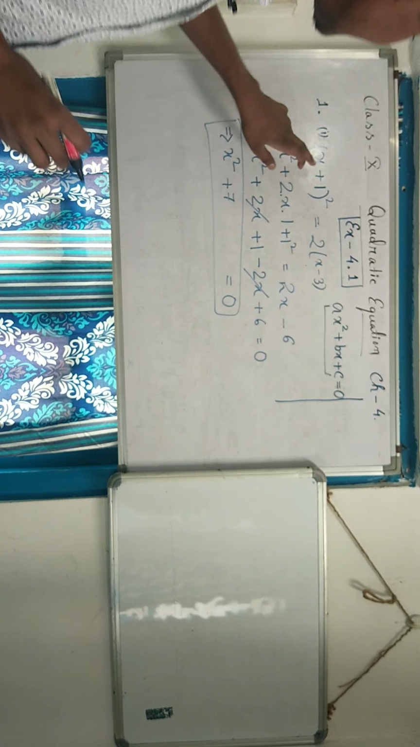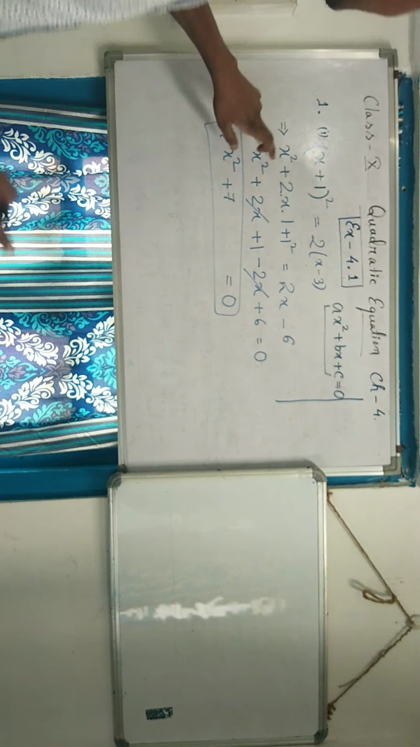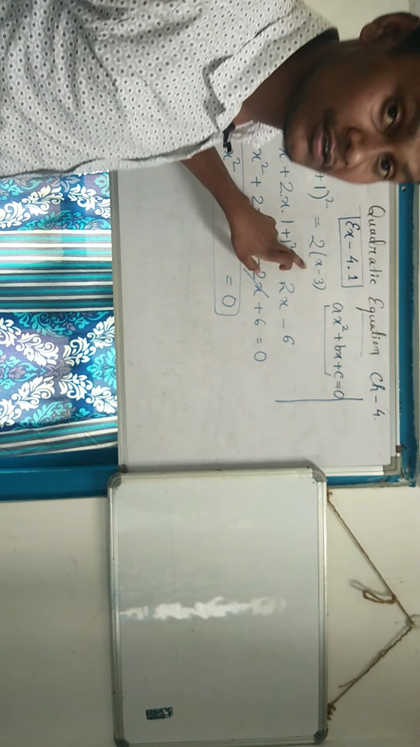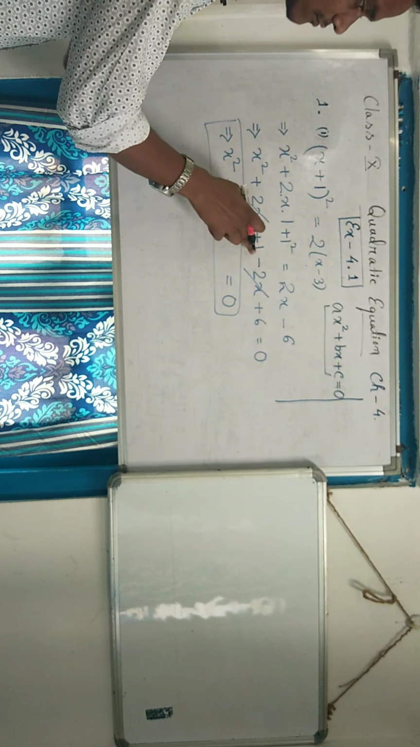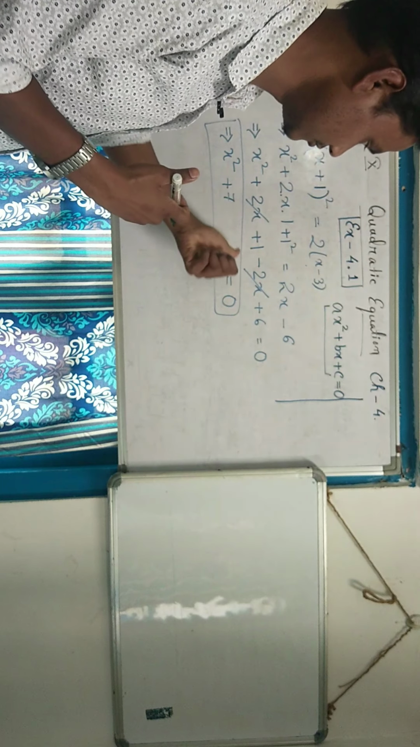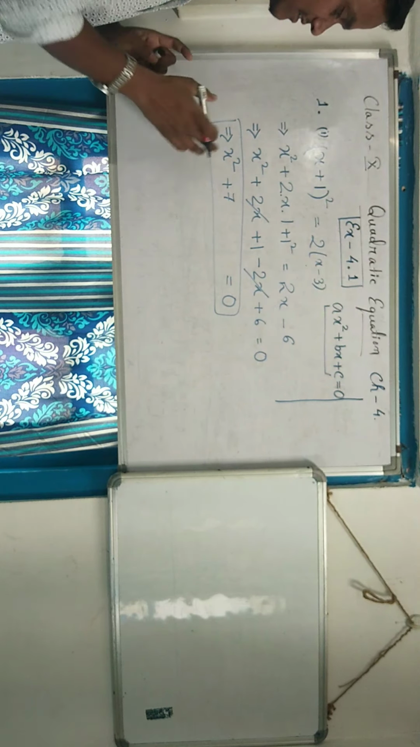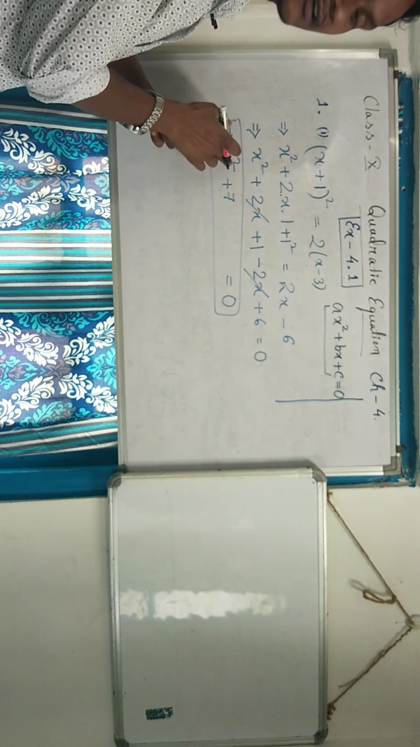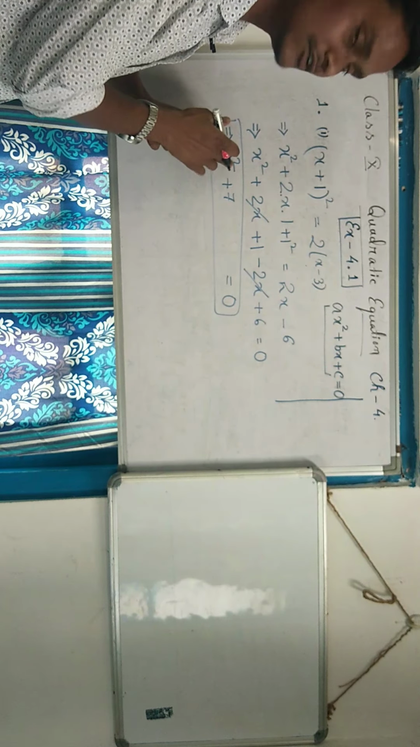So the question is x plus 1 whole square is equal to 2 times x minus 3. So x square plus 2 into x into 1 plus 1 square is equal to twice x minus 6. Taking twice x to this side, minus twice x and plus 6. Minus twice x and plus twice x get cancelled, and x square plus 7 is equal to 0. Clearly this is of the form ax square plus bx plus c. Although there is no bx, look at the degree here, it is 2. So clearly it is a quadratic equation.